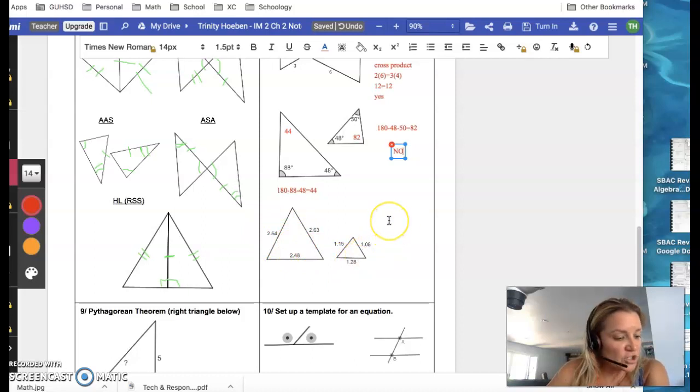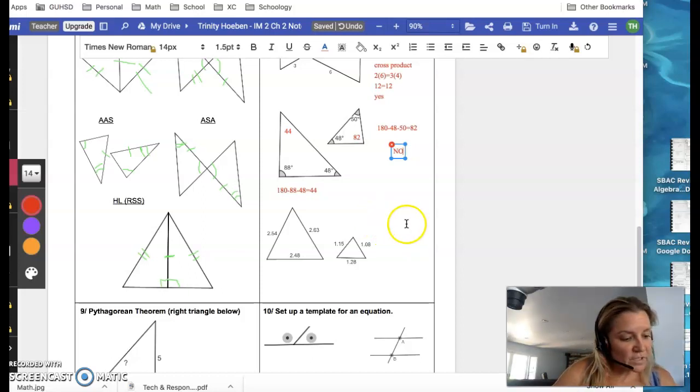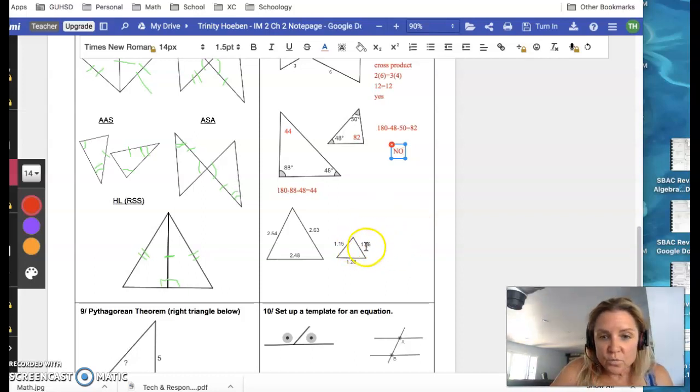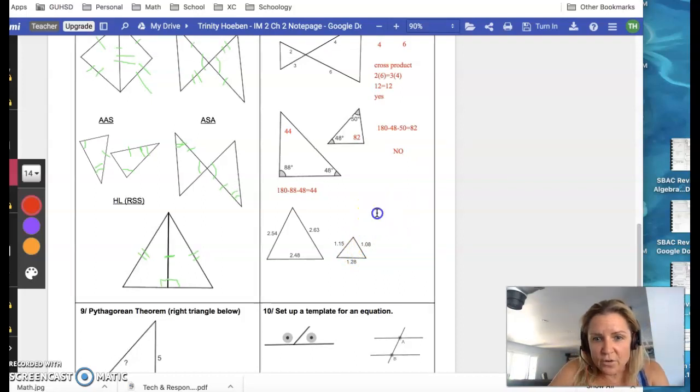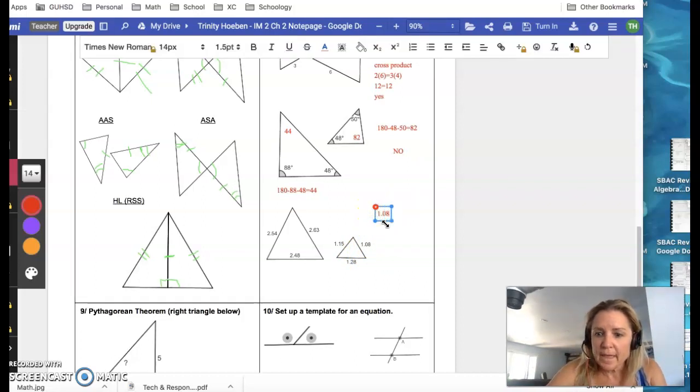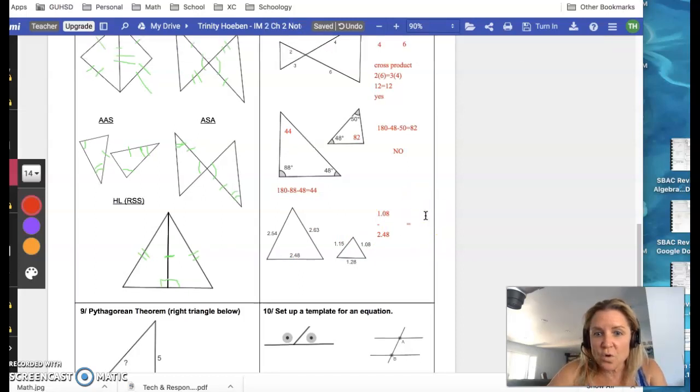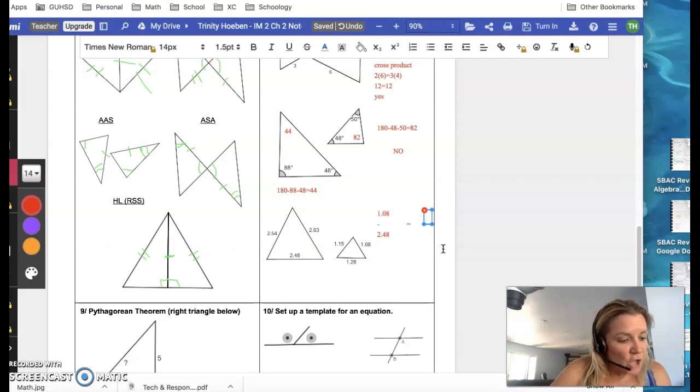So I'm going to set up a proportion again and use the cross product to see if it's true. So I used the shortest measurement on the right triangle, which is 1.08, and I made a fraction out of it. And I said the shortest side over here, and I had to kind of look at them because it's turned, so I didn't know which one it was. It should be 2.48. Okay, we want to see if that's equal to the ratio of the longest sides.